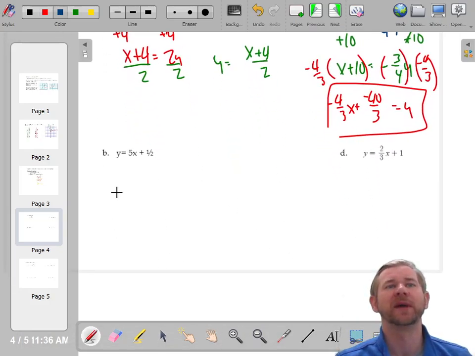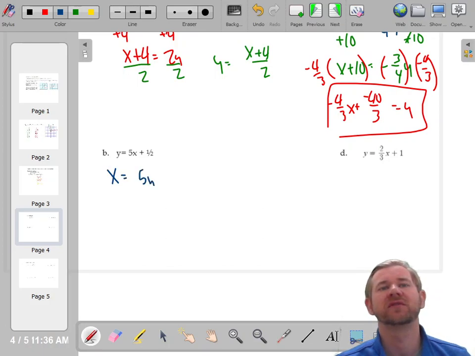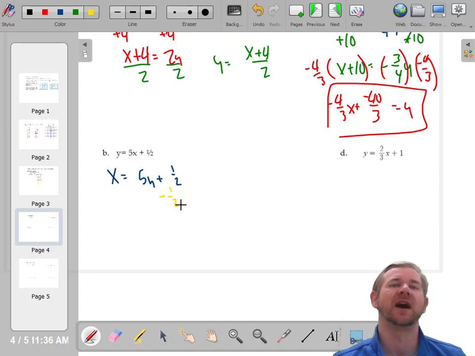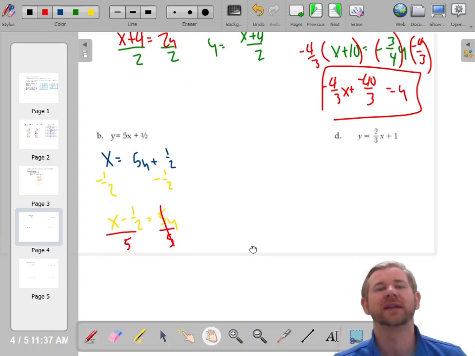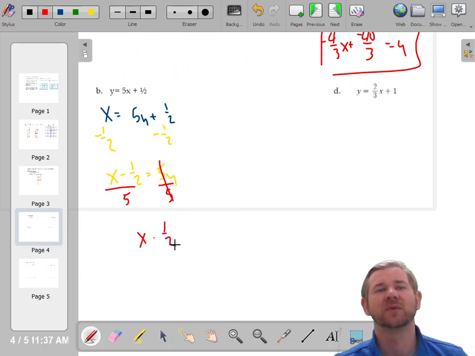Couple more. Flip x and y. X equals 5y plus 1/2. Now to solve for y, you move everything that's not a y on the other side. X minus 1/2 equals 5y, and then divide everything by 5. So I'll just leave it like that. X minus 1/2 over 5 is fine.